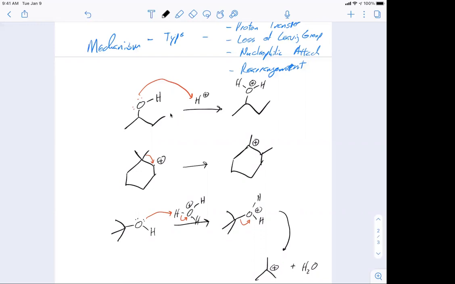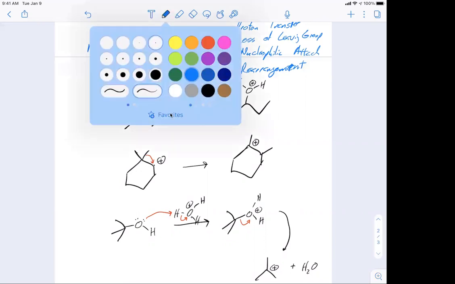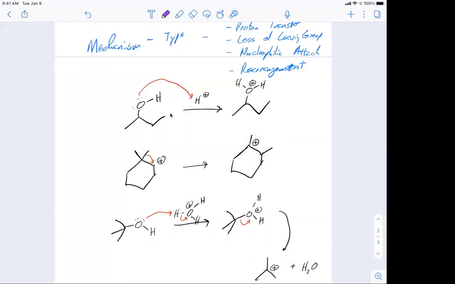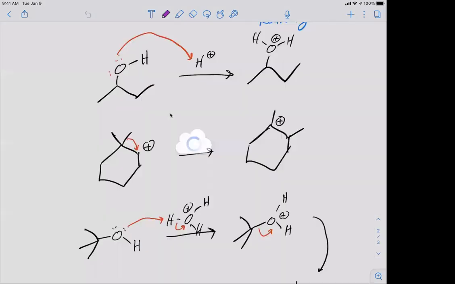Okay, let's take a look. That was about 45 seconds. So here, if we look at these, this first one, we've got the lone pair of the oxygen going to the proton, to form the protonated alcohol species. So this one is going to be a proton transfer.